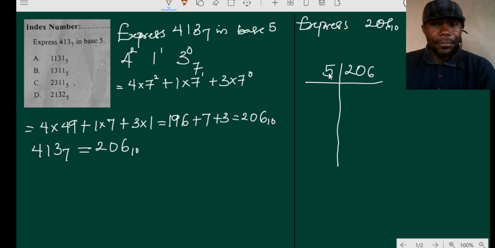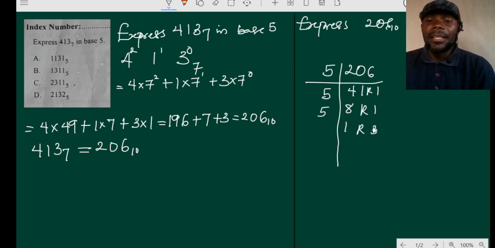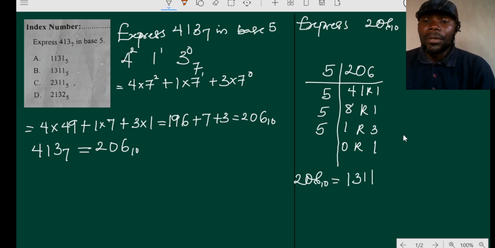So this is 41, remainder 1. 5 into 41, we have 8, remainder 1. 5 into 8, we have 1, remainder 3. 5 into 1, we have 0, remainder 1. So meaning that 206 base 10 is equal to 1, 3, 1, 1, because you move up. So in the process of moving up, base 5.